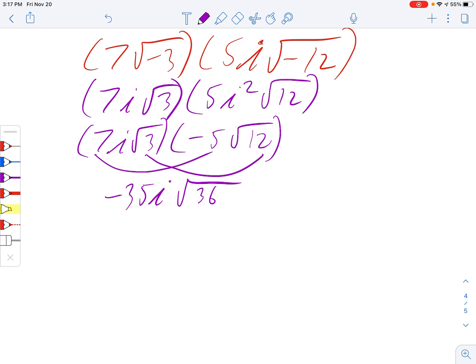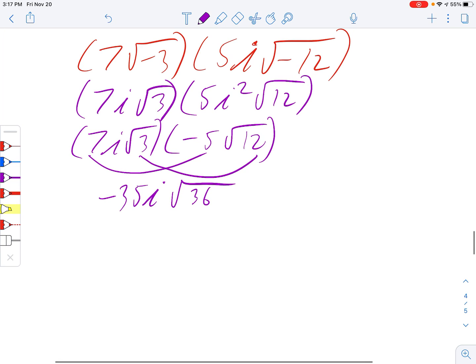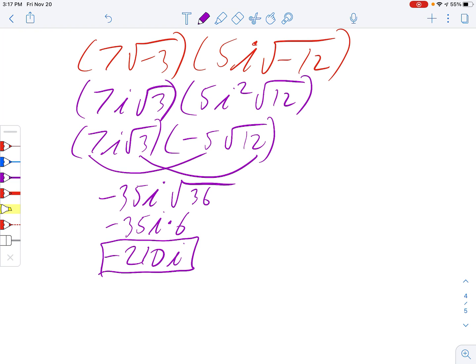But wait, there's more. You can simplify the square root of 36. That's just 6. So it becomes negative 35i times 6. But wait, there's more. You can multiply the 35 and the 6. So that gets us to negative 210i. And that cannot be simplified any further.